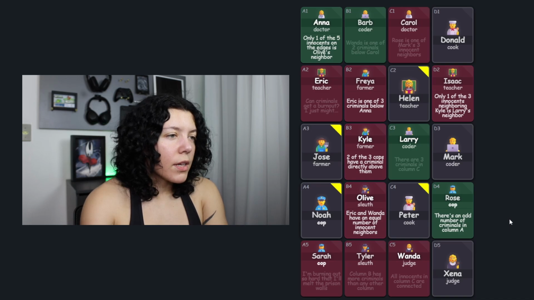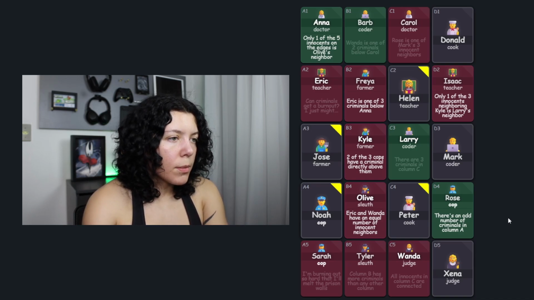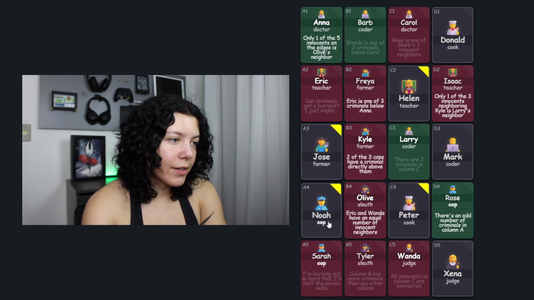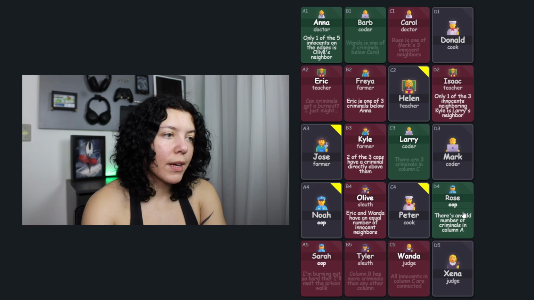Now Kyle's telling us that 2 of the 3 cops have a criminal directly above them. Nice, the clue tells me there's 3 cops total, which helps a lot. 1, 2, where's the third one? Here. 2 of the 3 cops have a criminal directly above them. So either Mark or Noah are a criminal.